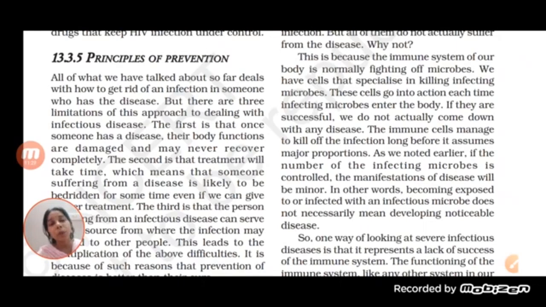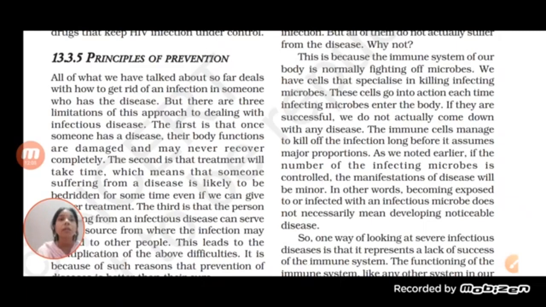If the number of microbes is in control and the specialized cells are very active, they will manage to kill off the infectious agents or the infectious microbes, and yes, they can prevent any kind of infection. So, becoming exposed to a microbe does not mean that every time we will definitely get that disease. No, it totally depends upon our immune system.